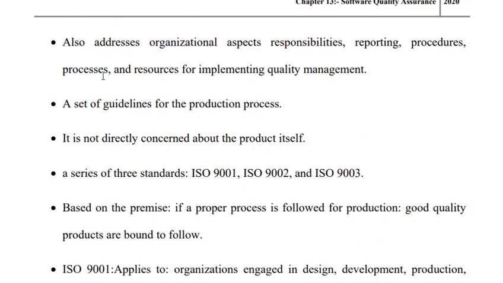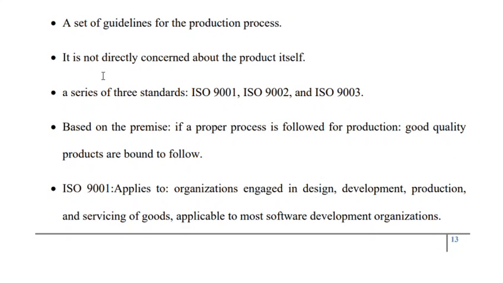It has a series of three standards. These are ISO 9001, ISO 9002, and ISO 9003. ISO 9000 series of standards are based on the notion that if you follow a proper production process, then the software or the product that would be developed will be of very high quality.